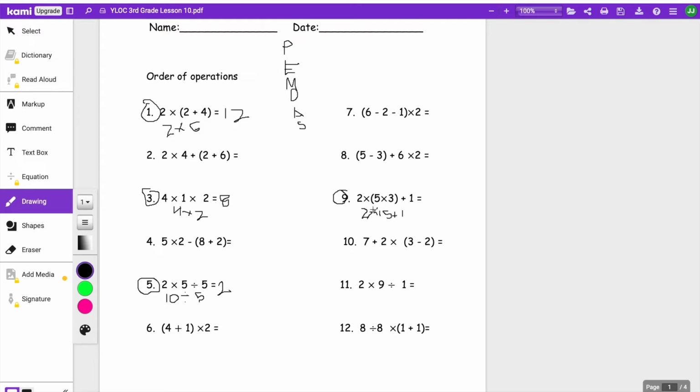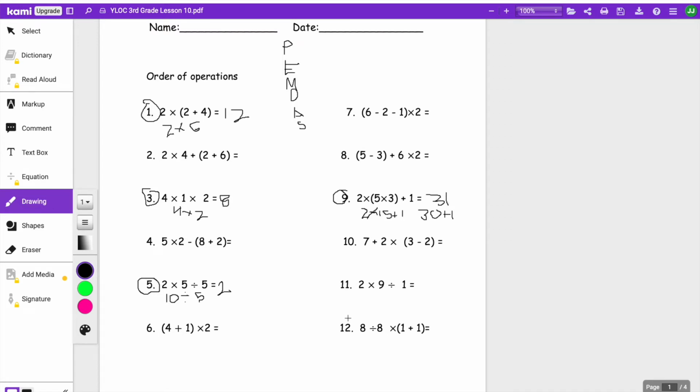So now it's either multiplication or addition. Well, since we see multiplication is ahead of addition, you would do 2 times 15. And 2 times 15 is 30. And then you have to do plus 1. And of course, 30 plus 1 is 31. So the answer for 9 should be 31.